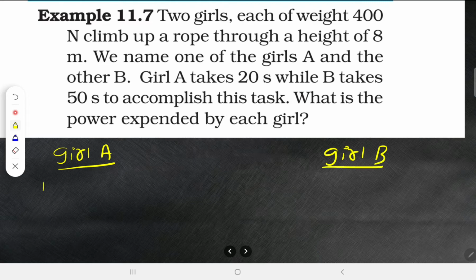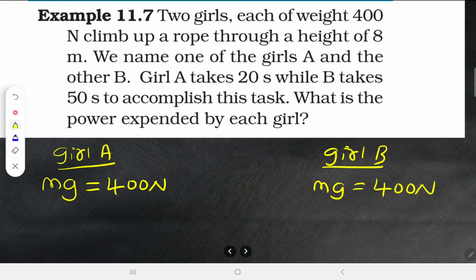What is the weight of this girl? Weight means mg only, no? So how much is that? That is 400 newton. How about girl B? She also has the same weight, that is mg, 400 newton. Definitely we can find out their mass, that is not an issue. And how much height are they climbing? They are climbing a height of 8 meter. How about this girl? Same height, 8 meter.